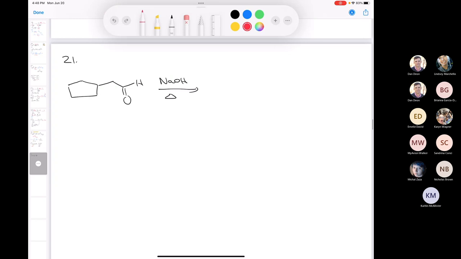And then the other one is this one here. So here we go. Same thing. If we treat that with sodium hydroxide and we heat it, see if you can draw the aldol condensation product using the same technique that I did in the other question. So we'll just take a short break. We'll take a 10-minute break, then we'll come back and we'll draw both of those products.